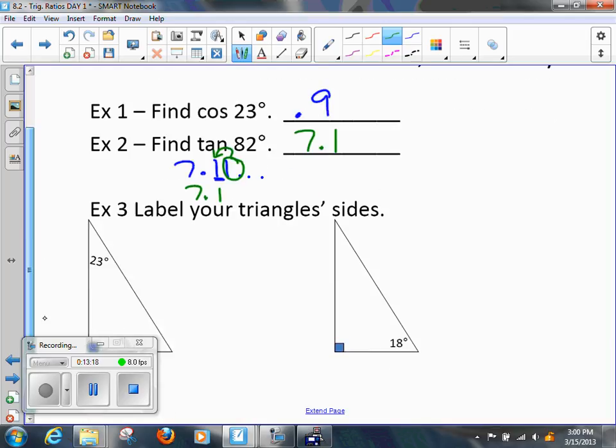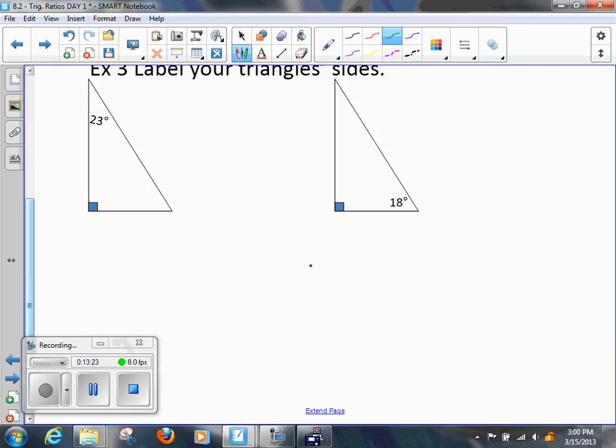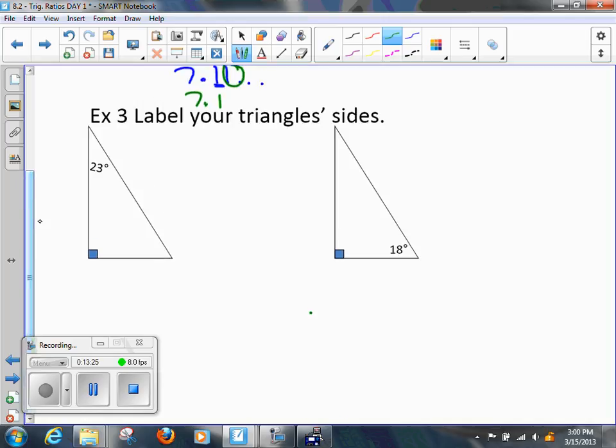All right, so let's just take another. We're taking baby steps here, okay? Now, this example 3 says we have to label our triangle sides. Remember, you're going to be given this acute angle, right? So which one is my acute angle? 23 degrees, isn't it? Circle it. What's the first side we always label in our right triangle? The hypotenuse, which is always across from the right angle, the 90-degree angle.